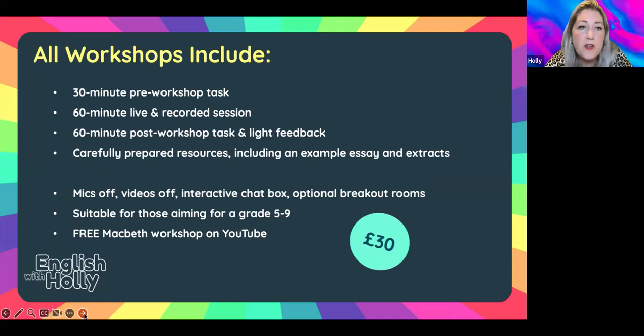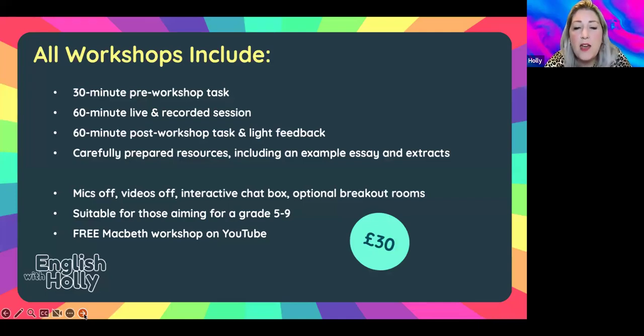All workshops include a 30-minute pre-workshop task, a 60-minute live and recorded session, and a 60-minute post-workshop task. If they send their work to me, then I'll give them light feedback on it, but it is, of course, optional. They all have carefully prepared resources, including example essays and extracts. The system is very similar to this one in that their mics are off, although I do allow them to put their mics on to ask questions or read things out. Videos are off or on if they choose to, but they're not recorded.